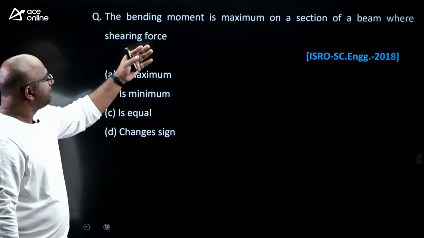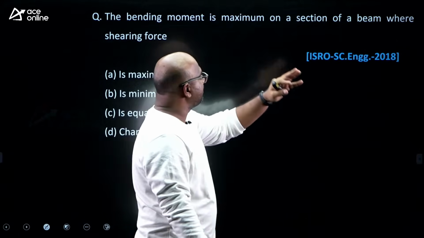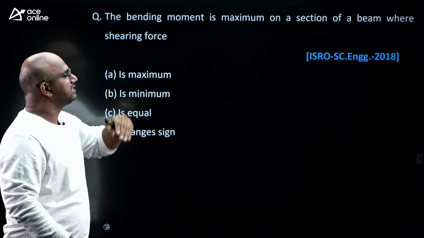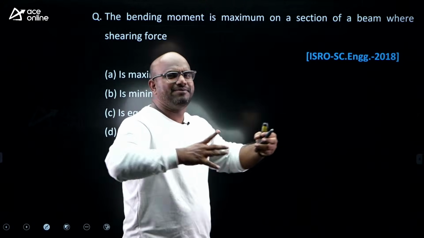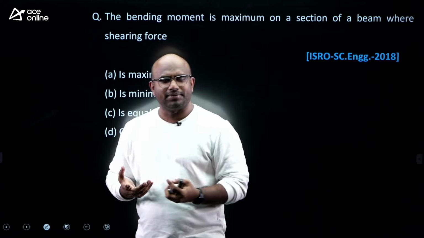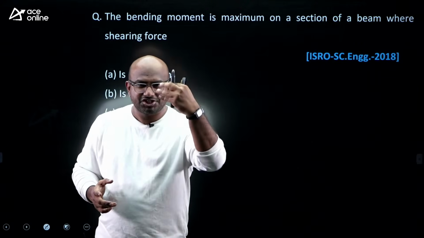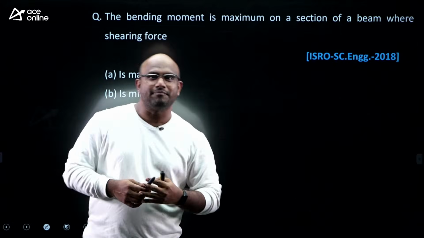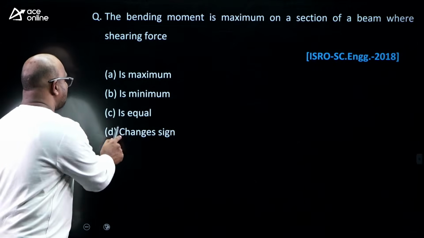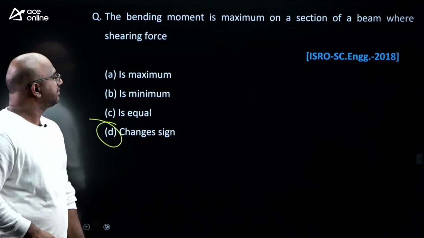Next, the bending moment is maximum on a section of a beam where shear force is, in general, if you take any beam, wherever shear force changes sign, there I am going to get the maximum bending moment. So the answer is option D.